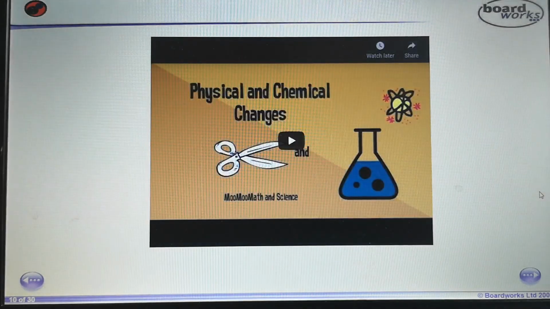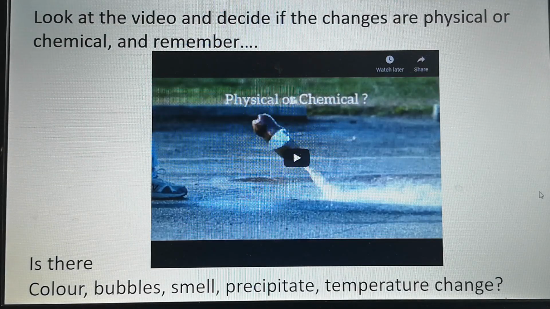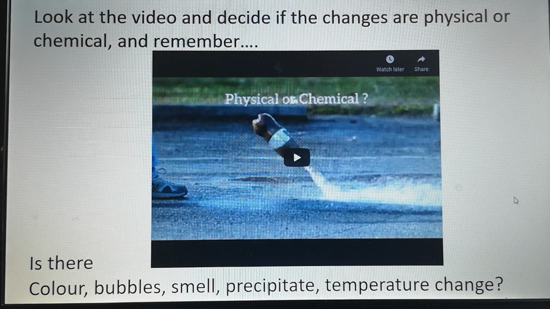Okay, so let's put that into practice here. I'm going to play this video and you are going to tell me whether you think it's a physical or a chemical change. I'm going to play it twice. I'm going to play it once through, just letting you decide, and then I'm going to play it through again and I'm going to tell you the answers. Okay? So remember, we're shouting at the screen when this is happening, guys, as if you were in the same room as me.